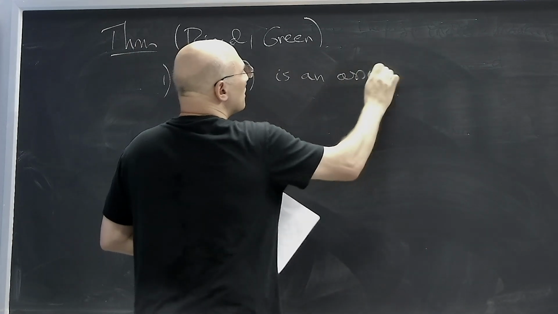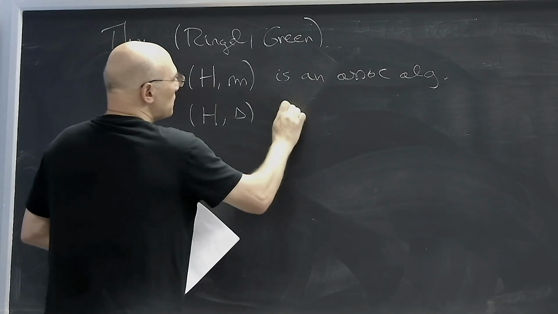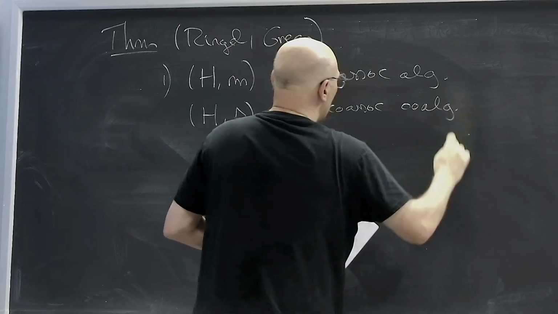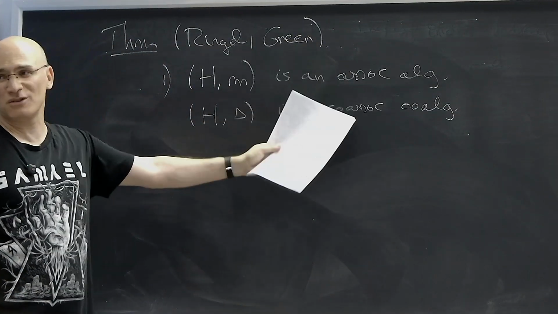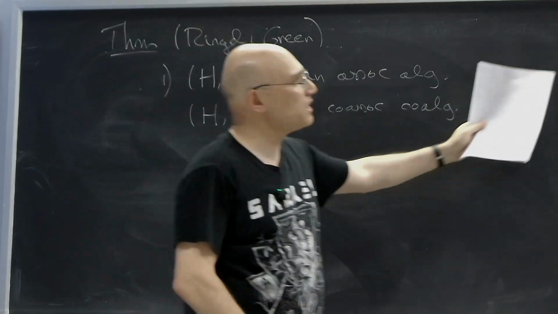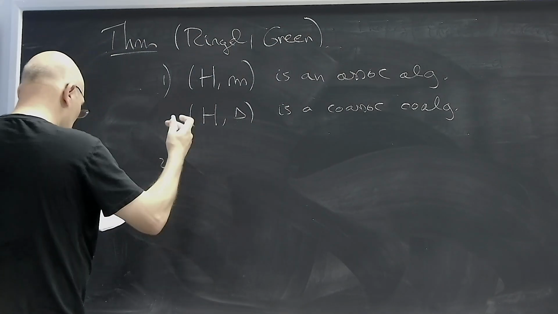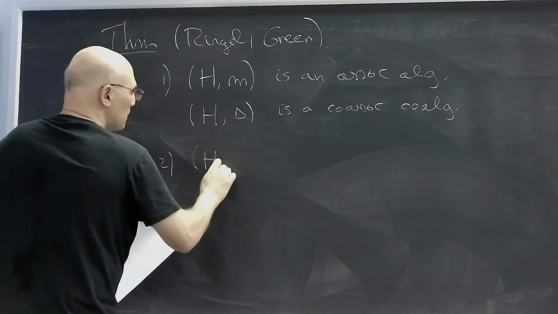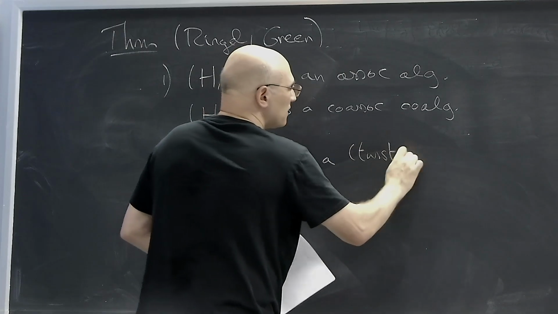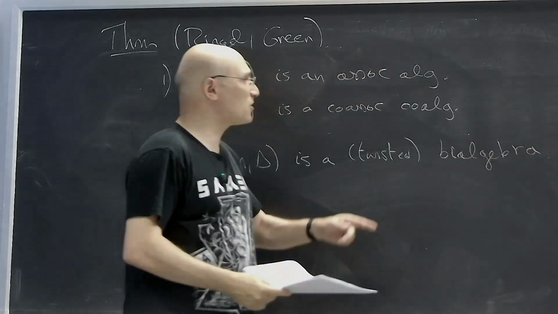So H_M is an associative algebra. H_Δ is a co-associative co-algebra. This was introduced by Ringel, this was introduced by Green. Not so difficult. Once you prove one, you get the other for free because of this adjointness property. And then what's much less obvious, and this was due to Green, is that H_{M,Δ} is, up to some stupid twist, a bialgebra, which is much stronger than having just an algebra and a co-algebra.